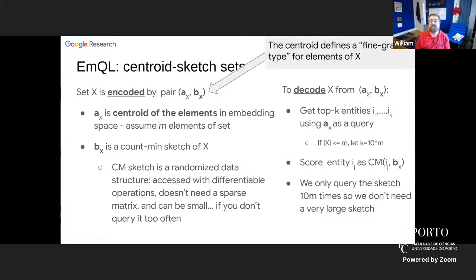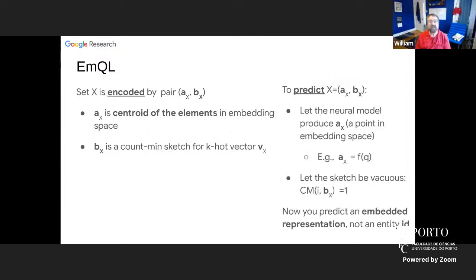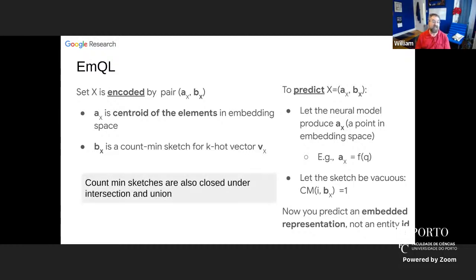If you think about the centroid, what it's basically doing is giving you a fine-grained type for the elements of X. So you can assume you can represent those types, but not necessarily the details of the relations. And the nice thing about this is that if you want to predict, you can focus on this geometric part of the thing. To predict something, you just predict a point in embedding space like we did before, and then let the sketch be vacuous, something which just gives a score of 1 to everything. So now you're predicting an embedded representation instead of a whole bunch of entity IDs. Predicting things in this formalism is a lot easier.